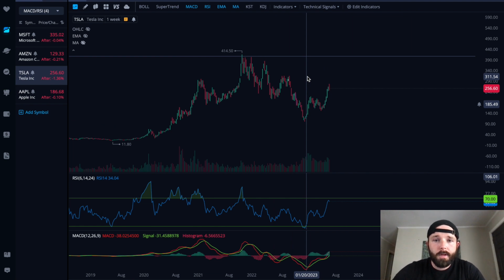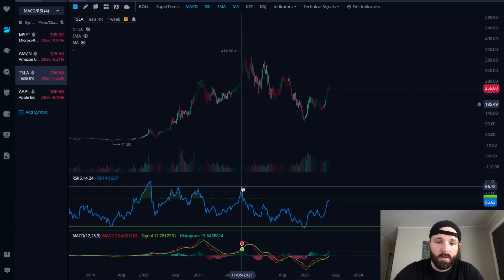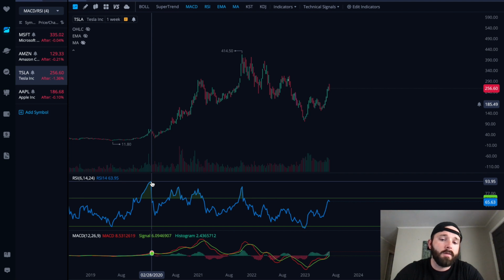All right, so let's jump into Tesla. So this is Tesla, and you could see on the RSI, good time to sell because it's over 70, good time to sell over 70, and even back here, good time to sell over 70.